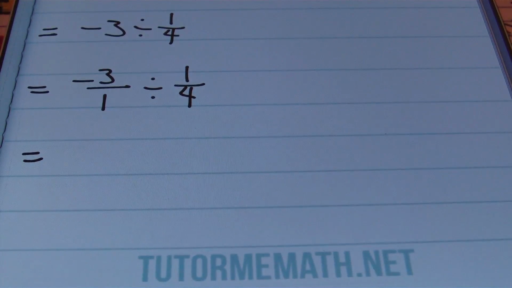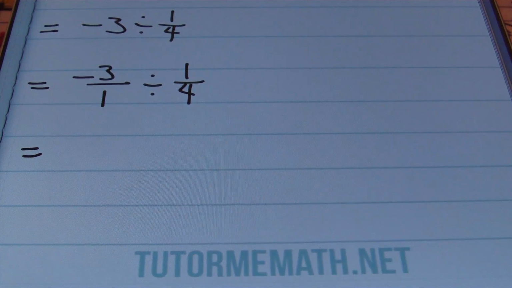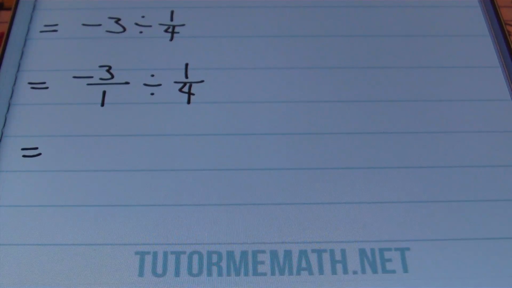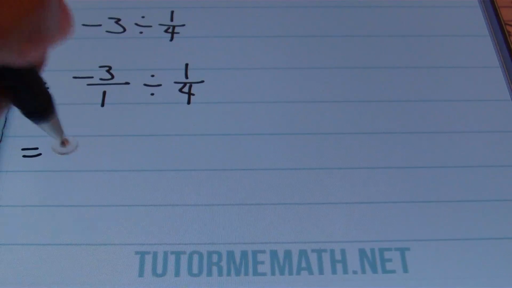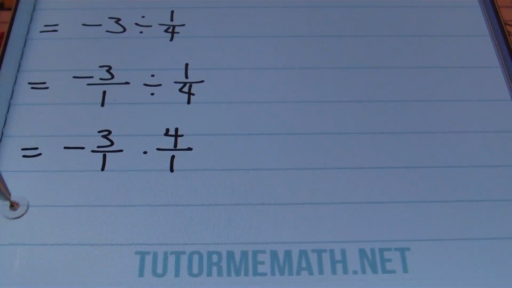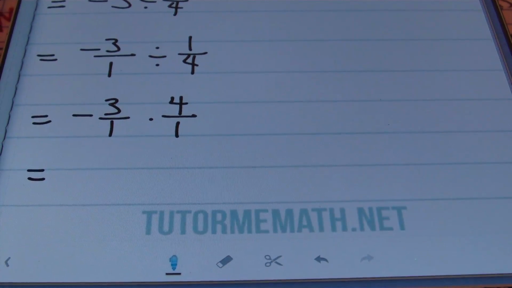And anytime you're dividing fractions, what do you need to do? Reciprocal? There you go, yeah. You're going to multiply by the reciprocal of 1/4. So I'll have negative 3 over 1 times 4 over 1. We're so close to the answer. We'll then multiply straight across.